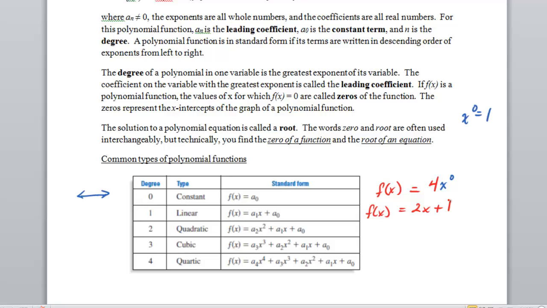So the reason it's linear is because its degree is 1. And so you can see here the highest exponent value for the variable is what we would call the degree. And that degree is going to tell us a number of things. It's going to tell us how many solutions the polynomial has, which is also going to tell us how many zeros or how many roots we're dealing with. And so you learned how to graph linear functions.